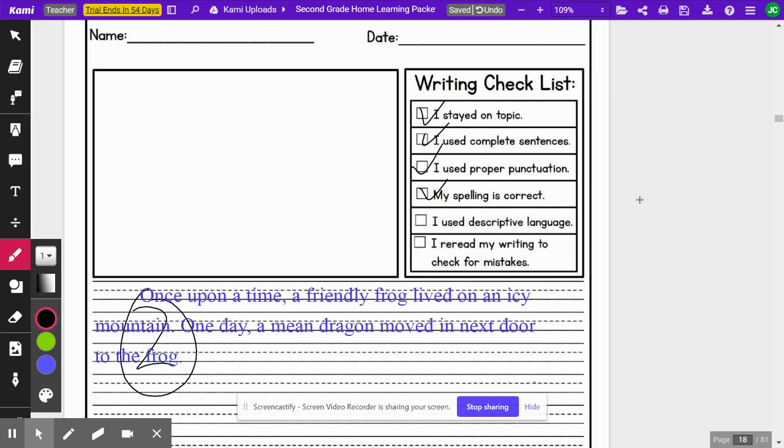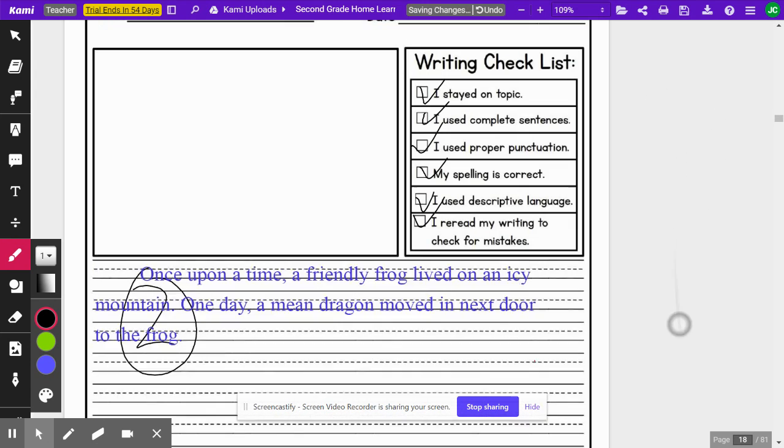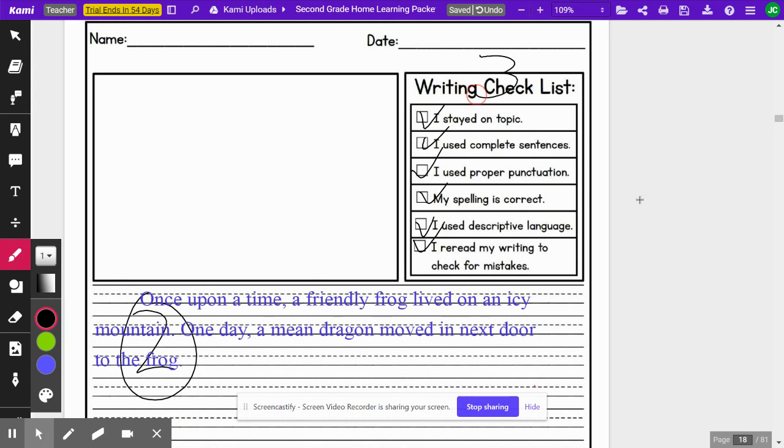Is my spelling correct? Let's see. I spelled friendly right. I spelled dragon right. I spelled mountain right. Yep. Spelling is correct. Use descriptive language. Let's see. I used icy, friendly, and mean. Those are descriptive words. And I reread my writing to check for mistakes. That's what I'll do right now. Once upon a time, a friendly frog lived on an icy mountain. One day, a mean dragon moved in next door to the frog. Yep, I reread it. And then normally you would keep going all the way down. So that was section 3.